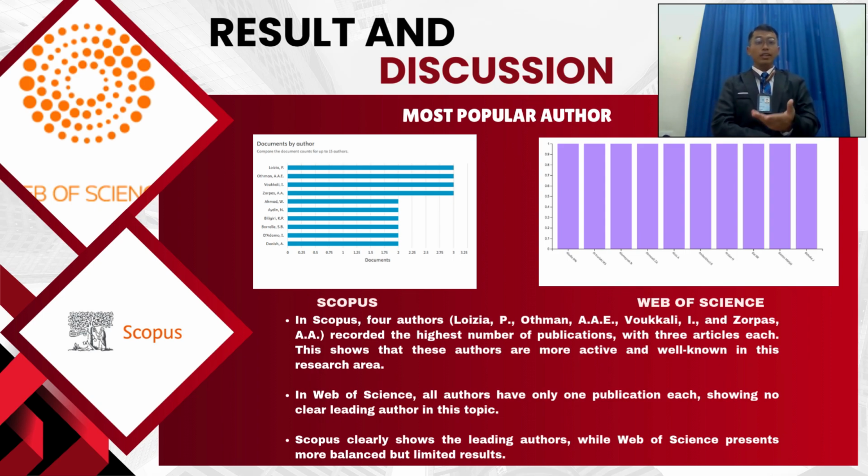And in Web of Science, all authors have 1 publication each. This means there is no clear leading author in the topic. Instead, Web of Science presents a more balanced but limited picture of author contribution. So, the difference between Scopus and Web of Science is that Scopus provides a sharper view of who the leading voices are in the field, but Web of Science, on the other hand, offers a more even distribution of results, without highlighting standout contributors.